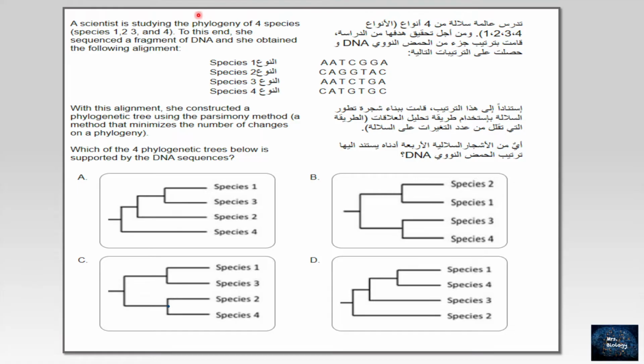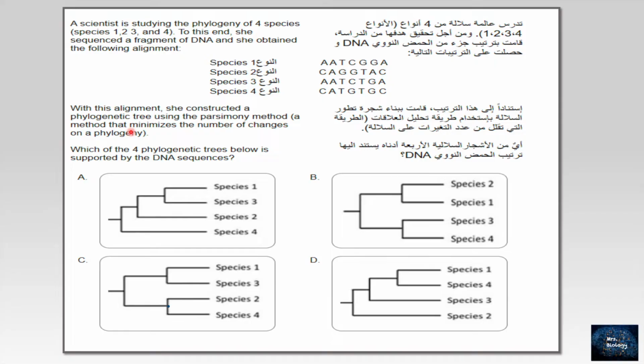This is a good question to solve. A scientist is studying the phylogeny of 4 species, 1, 2, 3, and 4. To this end, she sequenced a fragment of DNA and she obtained the following alignment. As you see here, the sequence of DNA nucleotides for each species. With this alignment, she constructed a phylogenetic tree using the parsimony method.